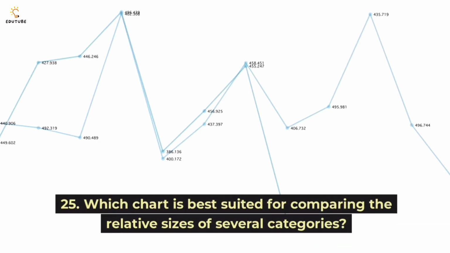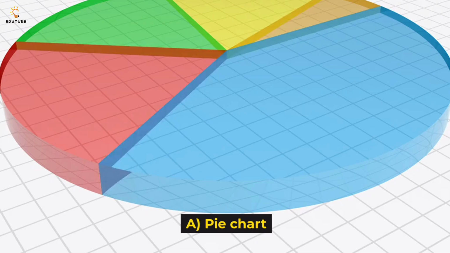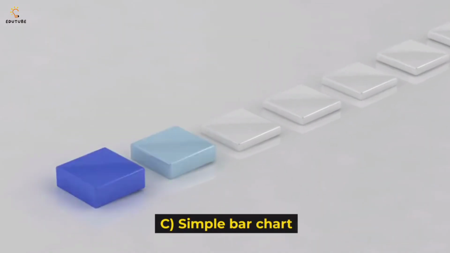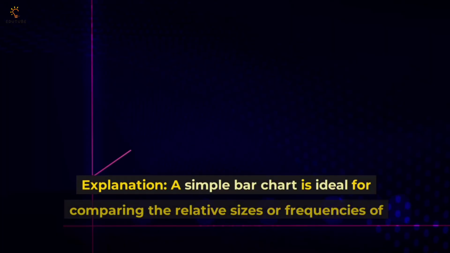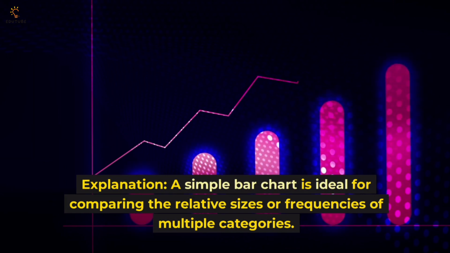25. Which chart is best suited for comparing the relative sizes of several categories? A. Pie chart. B. Component bar chart. C. Simple bar chart. D. Line chart. Answer: C. Simple bar chart. Explanation: a simple bar chart is ideal for comparing the relative sizes or frequencies of multiple categories.